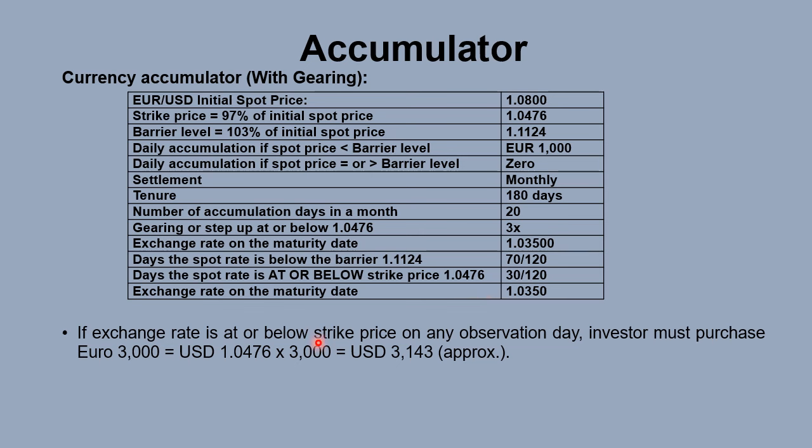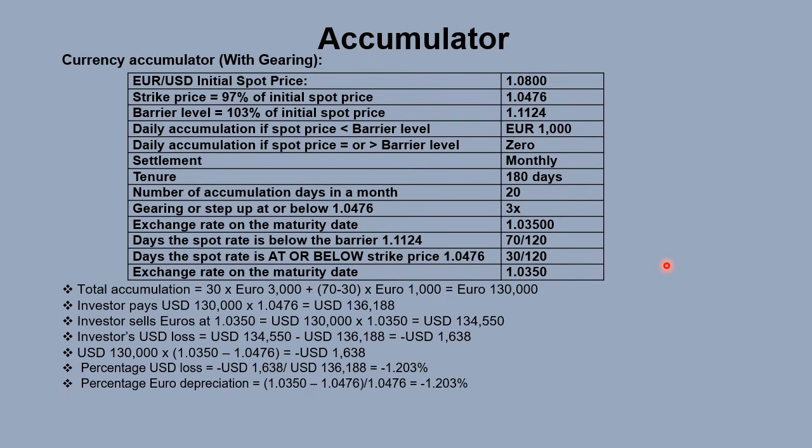Let's take this variation. Let's say that the currency accumulated has 3 times gearing, and if the exchange rate is at or below the strike price on a particular day during the term of the accumulator, the investor must purchase euro 3 into 1000, which is euro 3000 on that day, by paying 1.046 into $3,000, which is USD 3143 approximately. Let's say that the euro USD spot remains below the KO barrier of 1.124 for 70 days during the 180-day terms. Out of the 70 days, the spot exchange rate remains at or below the strike for 30 days, that it is at or below 1.0476 for 30 days. The exchange rate on maturity is 1.035.